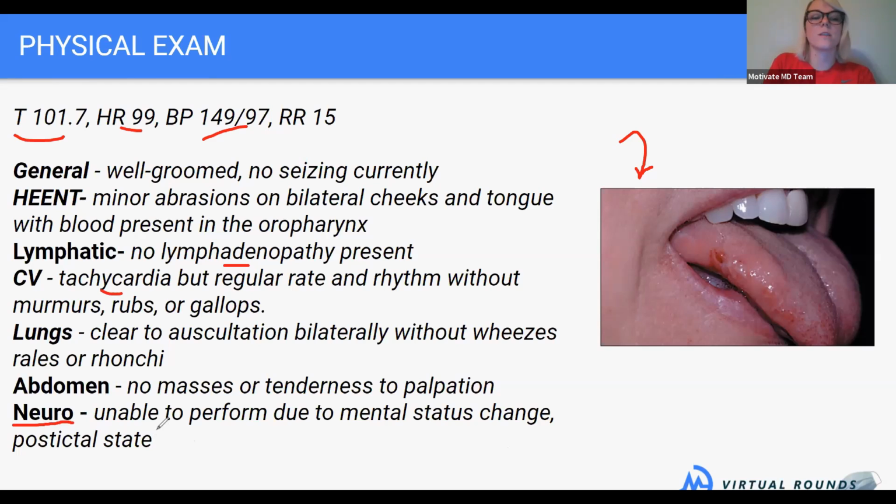And that's what we call this post-ictal state. Sometimes you'll see that these patients are very, very confused. It's like the lights are on, but nobody's home. And you're going to see that here in the next video that I'm about to show you. And it's just because of confusion.